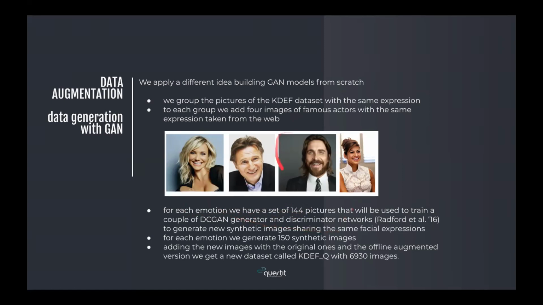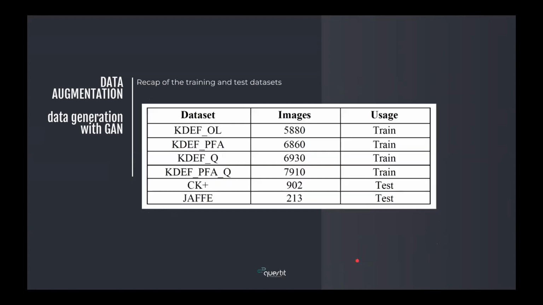The training of the GAN networks, thus, the produced synthetic faces will be slightly different from the parent faces in terms of pose, brightness, and background. Thus, for each emotion, we generate 150 synthetic images that we add to the original one and the offline augmented, and we get the KDF-Q dataset with 6,930 images.